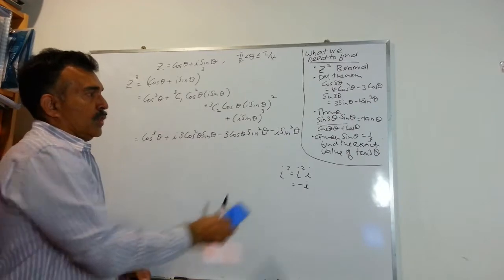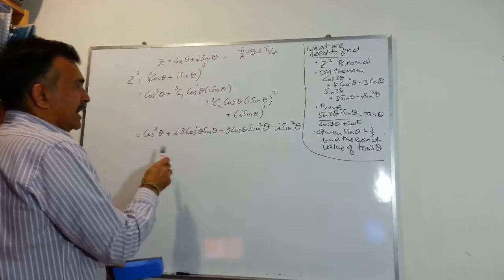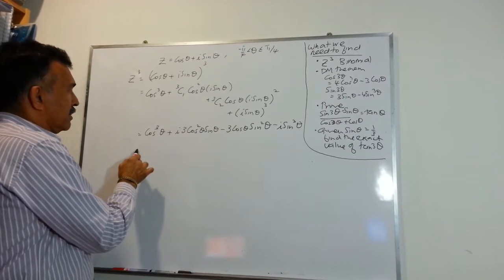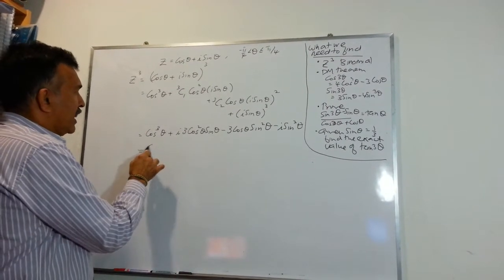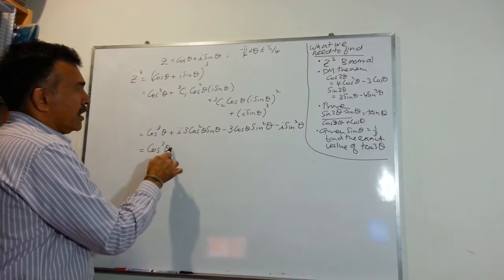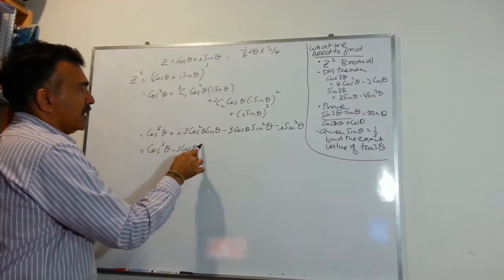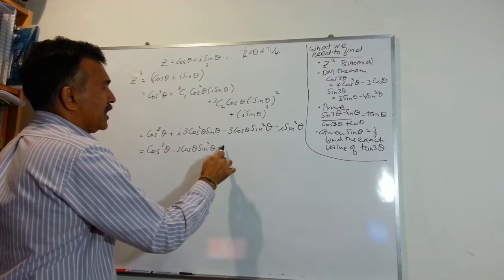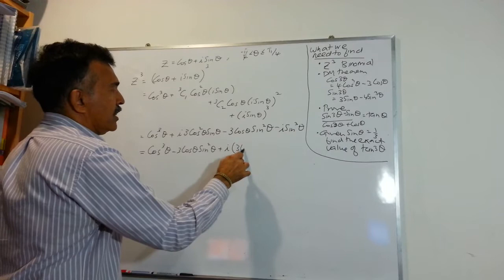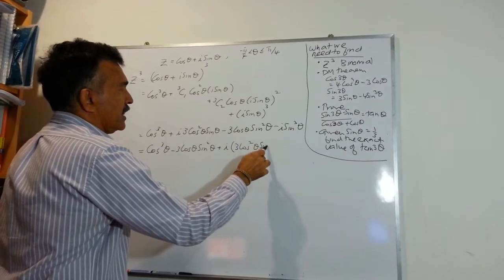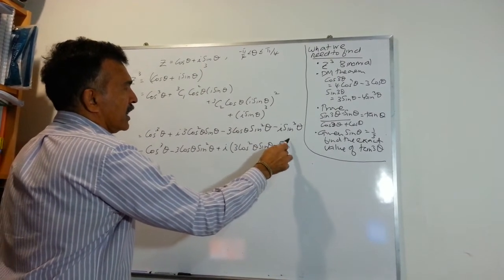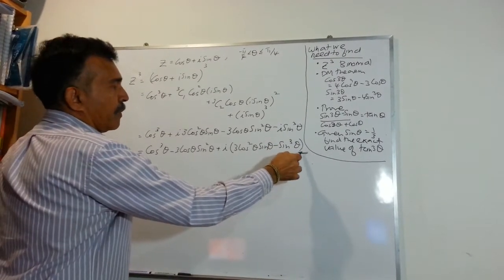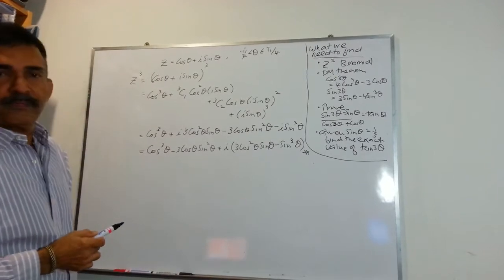Okay? Now let's write it with the real parts and the imaginary parts. Let's collect some terms. So I have cos cubed theta minus 3 cos theta sine squared theta, and I have my plus i times (3 cos squared theta sine theta minus sine cubed theta), and we're done. Okay, that's good.